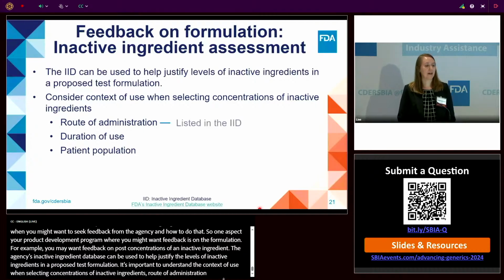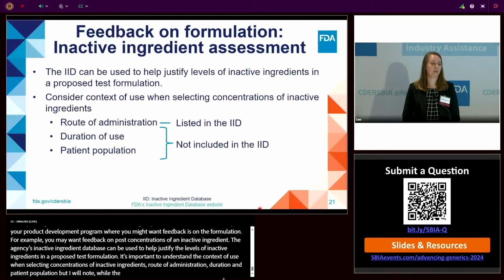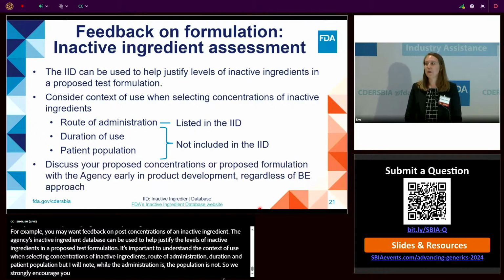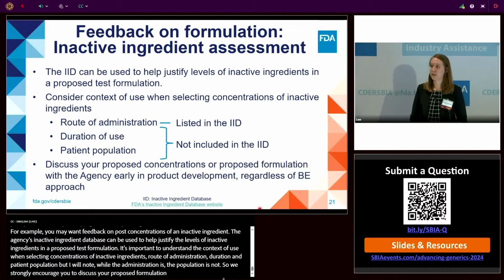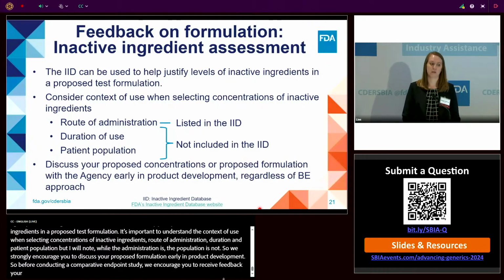But I'll note that while the route of administration is listed in the IID, the duration of use and the patient population are not. And so we strongly encourage you to discuss your proposed concentrations or your proposed formulation with the agency early in product development. And this can be important regardless of the bioequivalence approach that you intend to use. For example, before conducting a comparative clinical endpoint study, we encourage you to receive feedback on your proposed concentrations before going into the in vivo study.